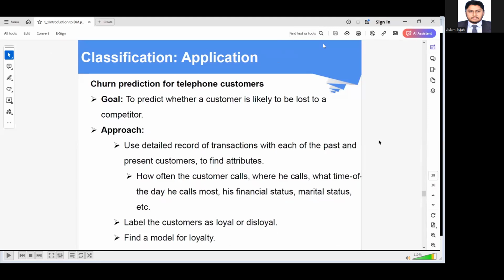So these are some of the applications of classification. The customer churn prediction: if you're running a company or a business, whether your customers are continuously using your service or not, that is what we call churn. So you can find out churn predictions, whether your customers are continuously using your service or not. Let's say you are running a bank.